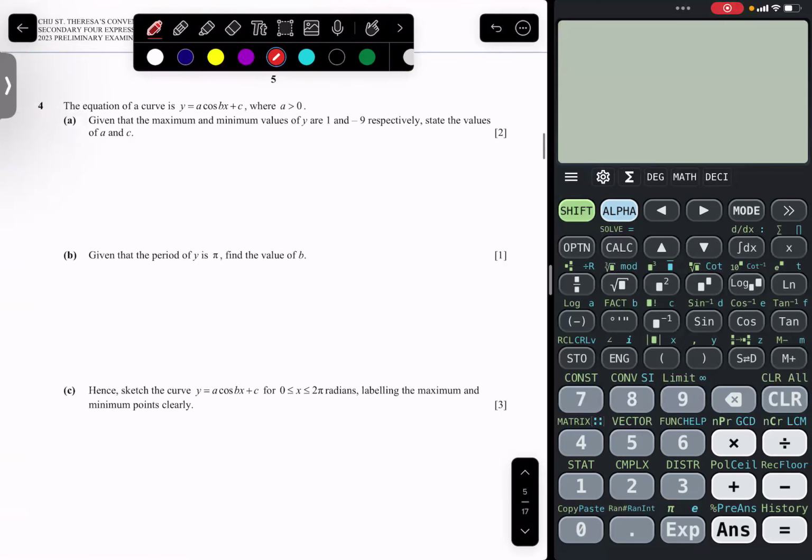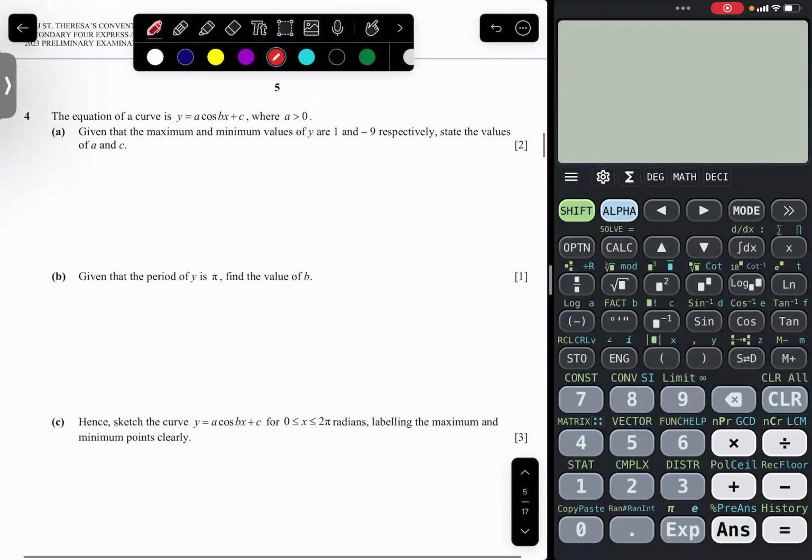Okay, question 4. The equation of a curve is y equals a cos bx plus c, where a is greater than 0. This is crucial information that we need to take note of. a is greater than 0. Now, given that the maximum value and the minimum value are 1 and -9, state the value of a and c. This is pretty simple. a is the amplitude, so amplitude is the maximum and the minimum together, and then you split by half.